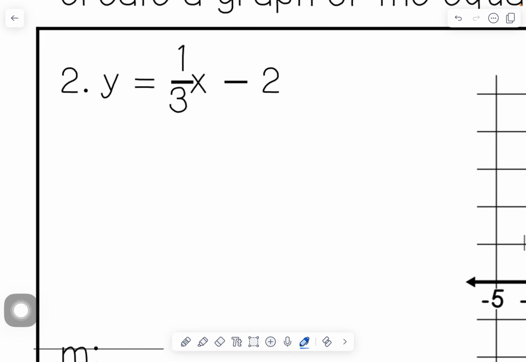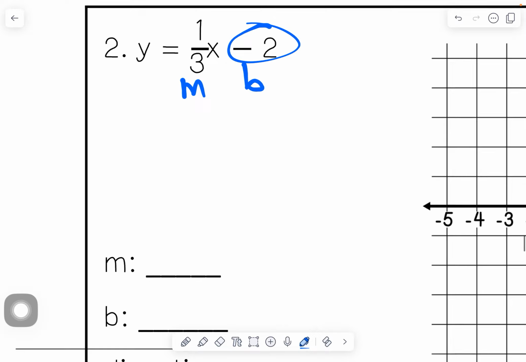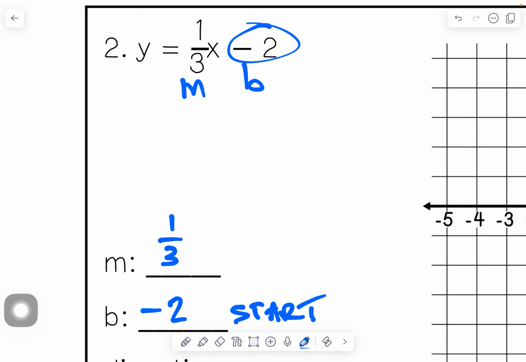But when I look at my equation, I'm going to define m and b. Remember, the m is always the number with the x. The b is always the constant, also includes the sign. So in this particular case, my m is 1/3, my b is -2. Don't forget, this is where I start, and this tells me how to move. So I'm going to go up 1, and I'm going to go right 3.